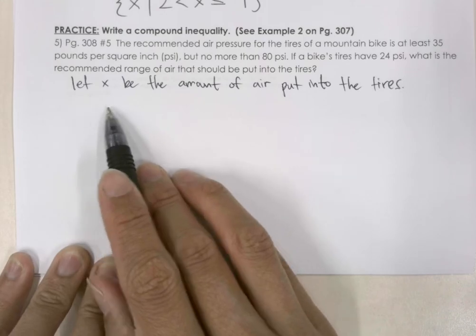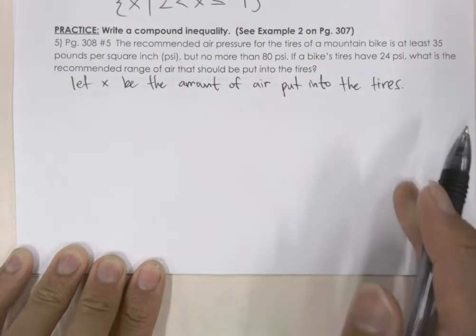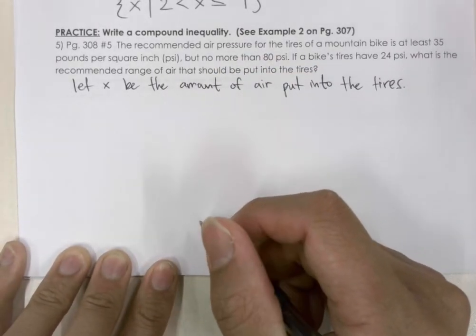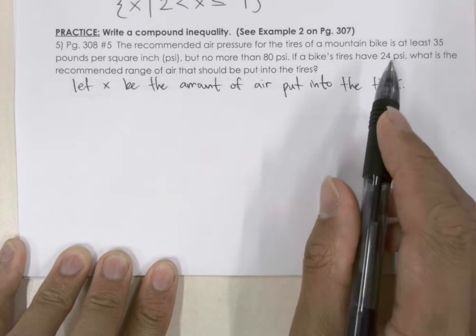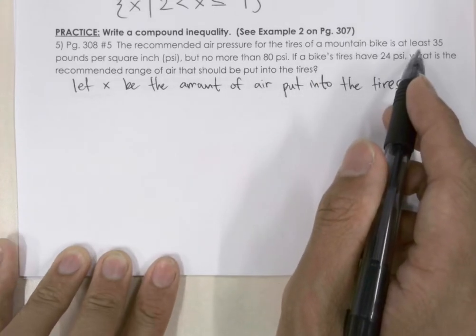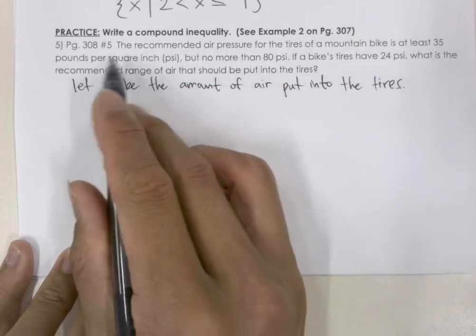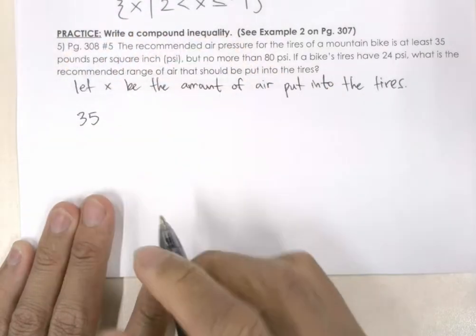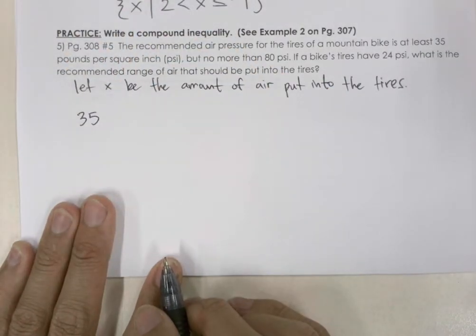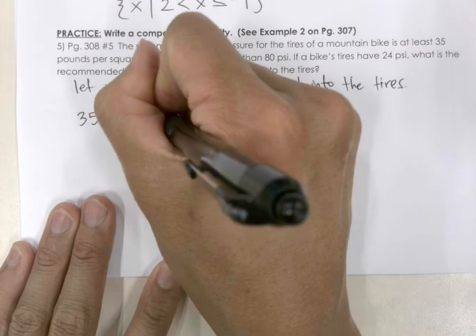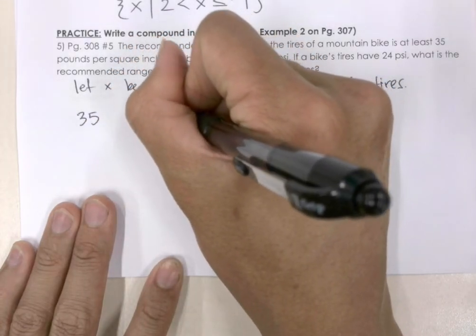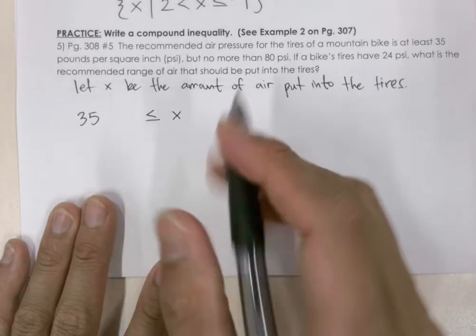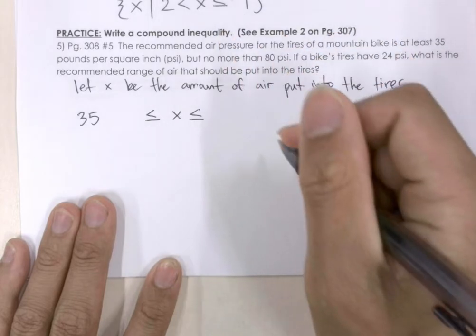And so we're going to let x be the amount of air put into the tires. And we're going to write our inequality. And the inequality should start with the range at least 35 pounds per square inch. So that means 35 is going to be less than or equal to x. And that is going to be less than or equal to 80.